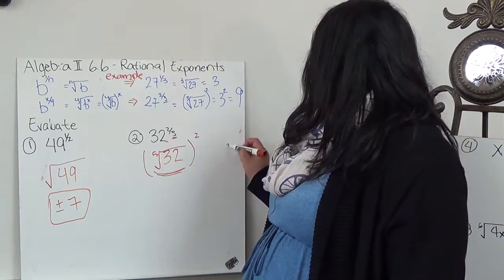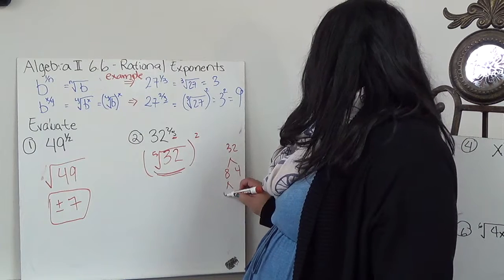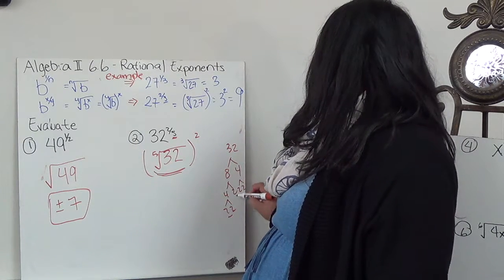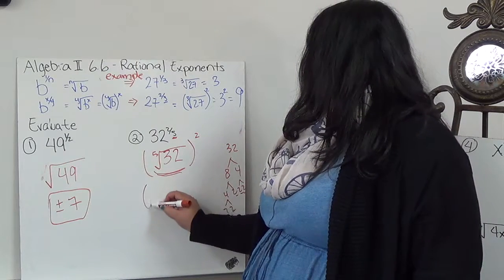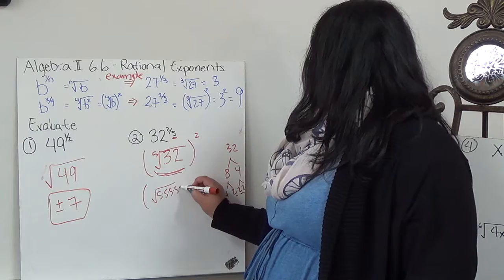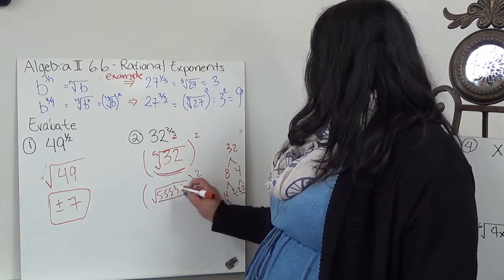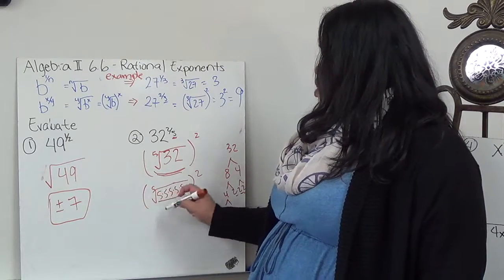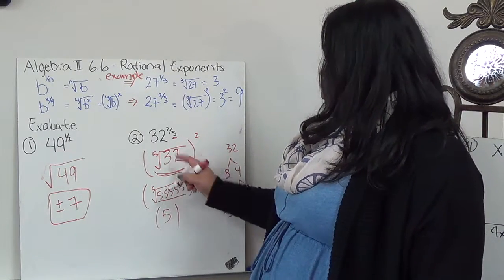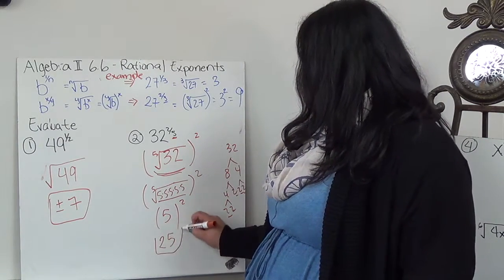So I'm going to take 32 and I'm going to factor it. 8 times 4, 4 times 2, 2 times 2, 2 times 2. So there's 5 2s. So this is the 5th root of 2 times 2 times 2 times 2 times 2. Okay, and my index is 5. So I have a whole set of 5, so this would be just 2. Right? So once I do that, then I just apply the square, which is 4.